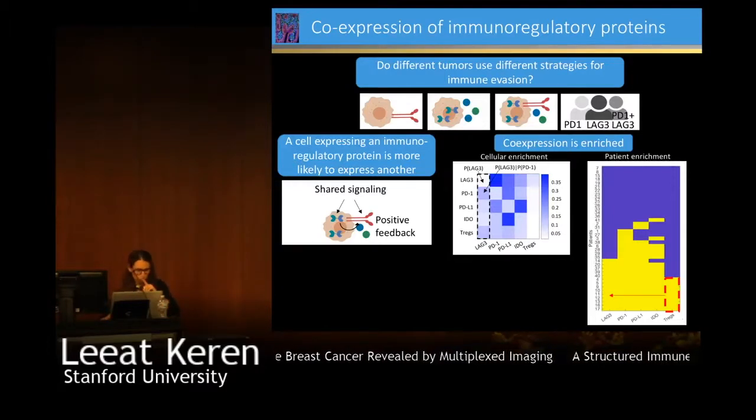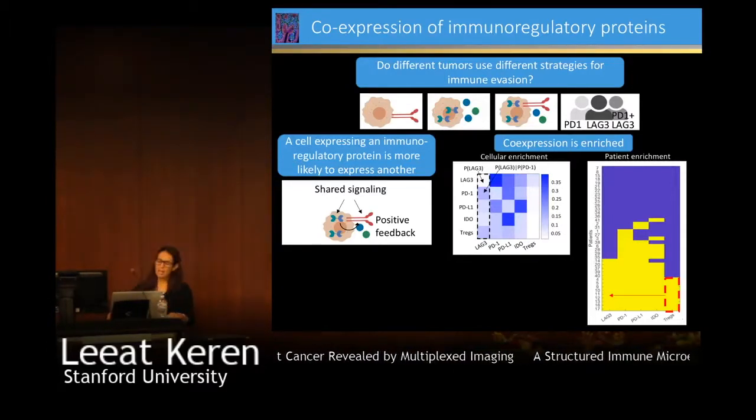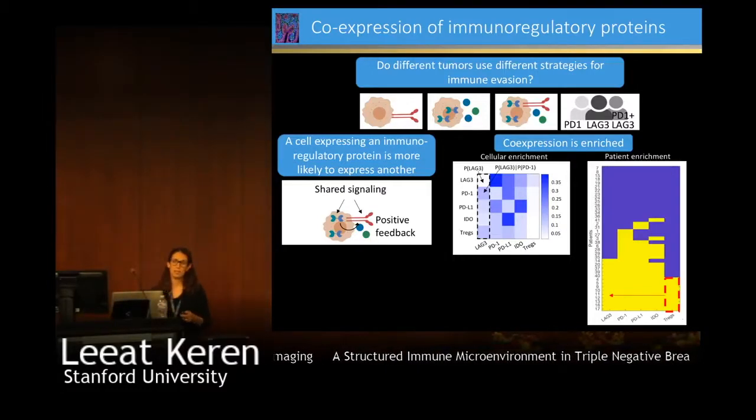Okay. The next thing we wanted to look at is we have these tissue architectures, so which cell types are co-localized, and in order to do that, we developed a spatial enrichment analysis, which is basically a statistical way to ask if two different phenotypes in a tissue are co-localized.